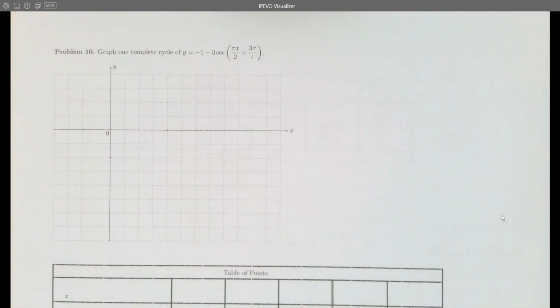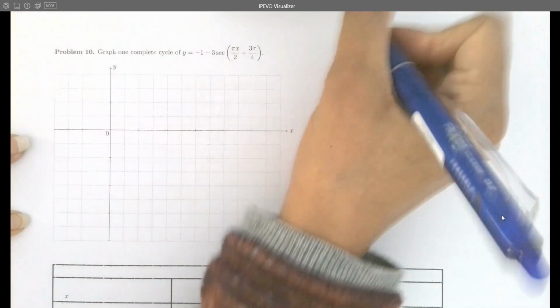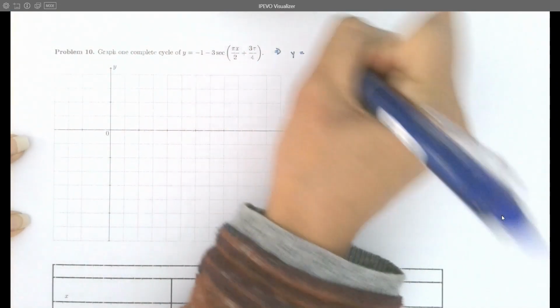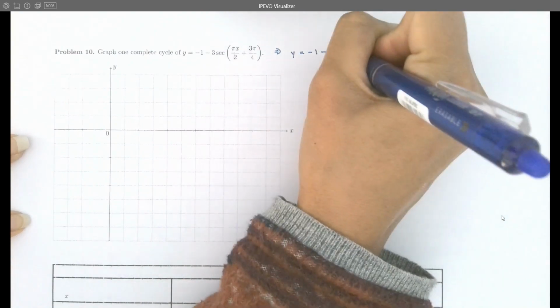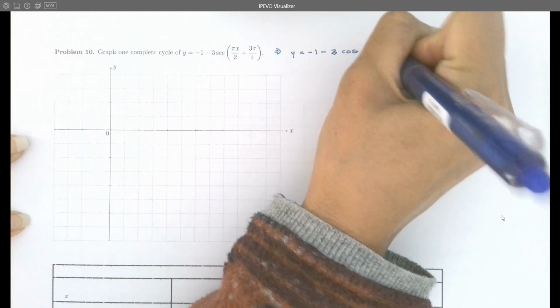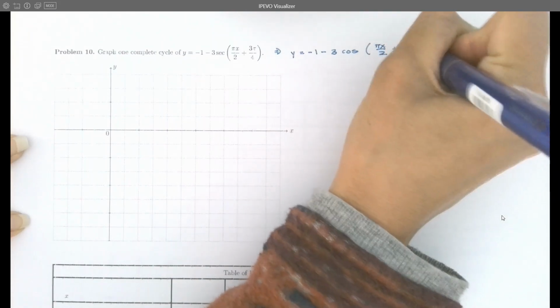Alright, so for problem number 10, they're asking us to graph one complete cycle of y equals negative 1 minus 3 secant of pi x over 2 plus 3 pi over 4. And last time we saw that what we do is we consider the reference function, which is always going to be the reciprocal function of either the secant or the cosecant. So in this case, since we're working with secant, we're going to be looking at cosine. That means that our reference graph is going to be y equals negative 1 minus 3 times cosine of pi x over 2 plus 3 pi over 4.